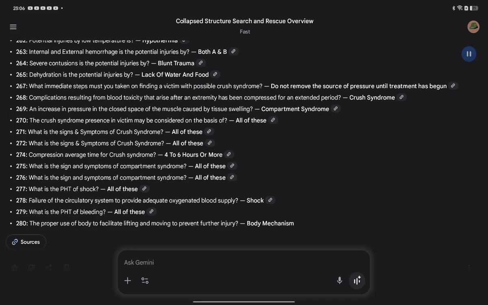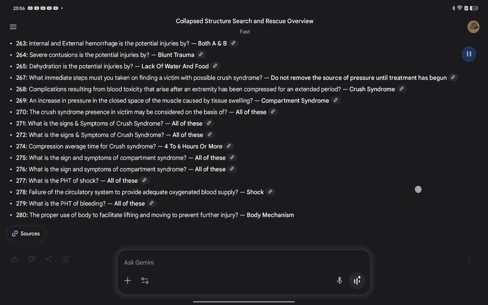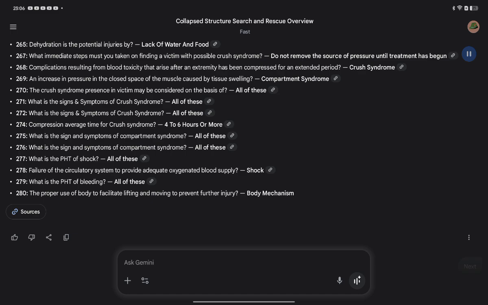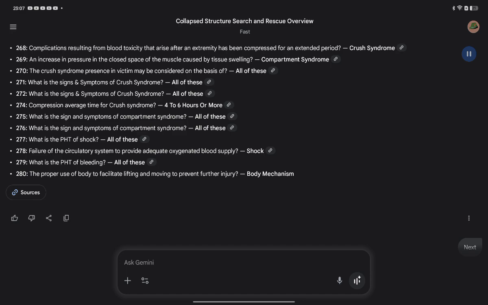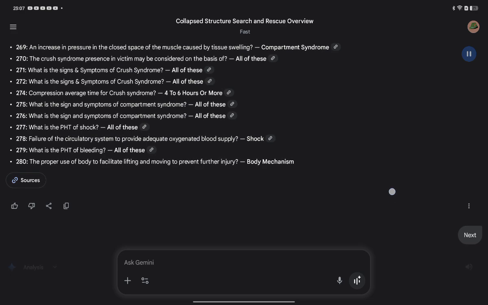267. What immediate steps must you take on finding a victim with possible crush syndrome? Do not remove the source of pressure until treatment has begun. 268. Complications resulting from blood toxicity that arise after an extremity has been compressed for an extended period. Crush syndrome. 269. An increase in pressure in the closed space of the muscle caused by tissue swelling. Compartment syndrome. 270. The crush syndrome presence in victim may be considered on the basis of all of these.